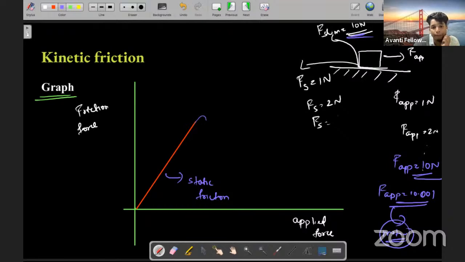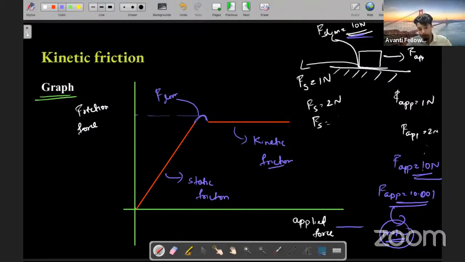After this, there's a bump. So the friction force changes to basically F, limiting friction. There is a limiting friction. Now students, after that, the kinetic friction acts, and as I said, it will be constant. So this is basically the kinetic friction. So here is a graph between the applied force and the friction force. Let me know in the chat, students, did you understand the graph?